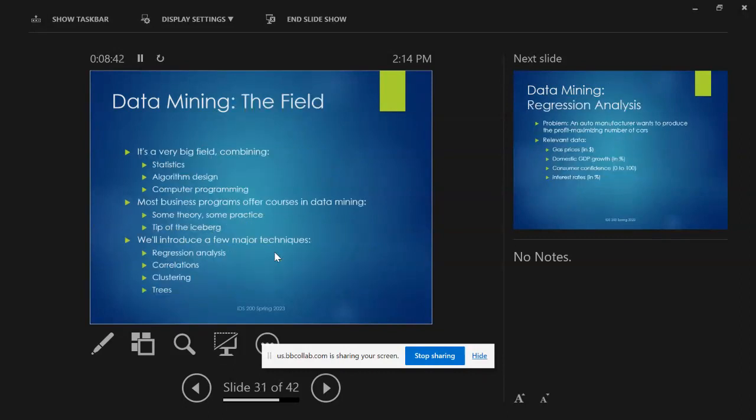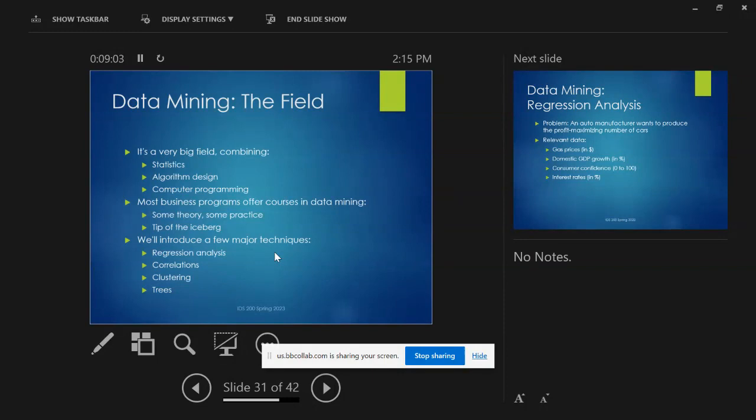Now, the field of data mining itself is a very big field. Some of the main points in there: number one, statistics. There's a lot of math involved in trying to figure out what products are correlated with what other products. Algorithm design, trying to figure out ways to get the machines to do the calculations that you want them to do.